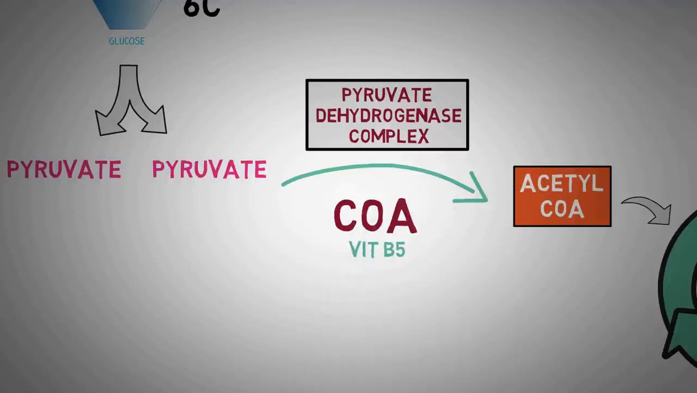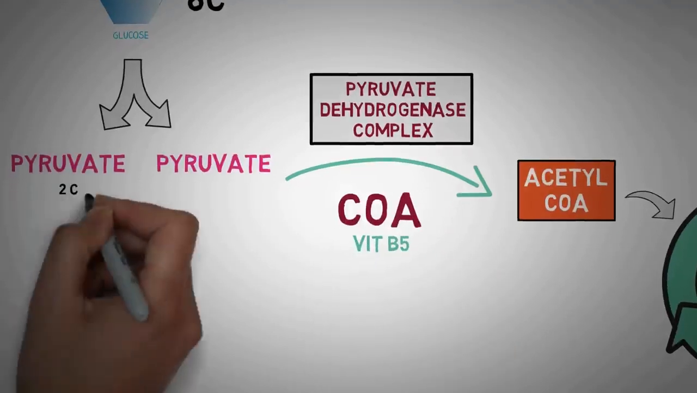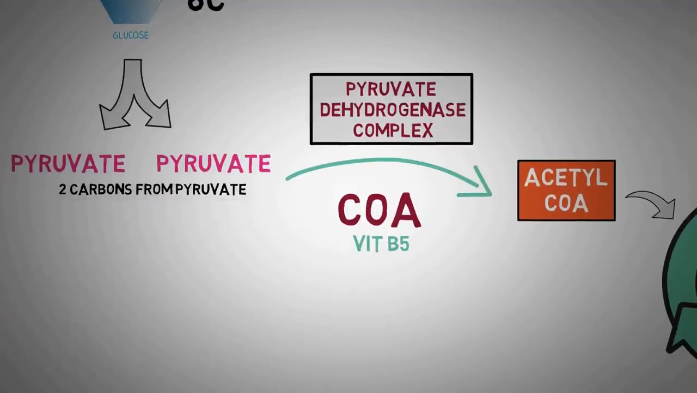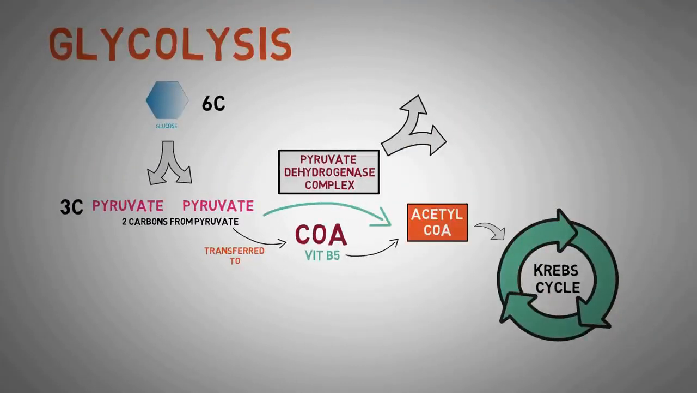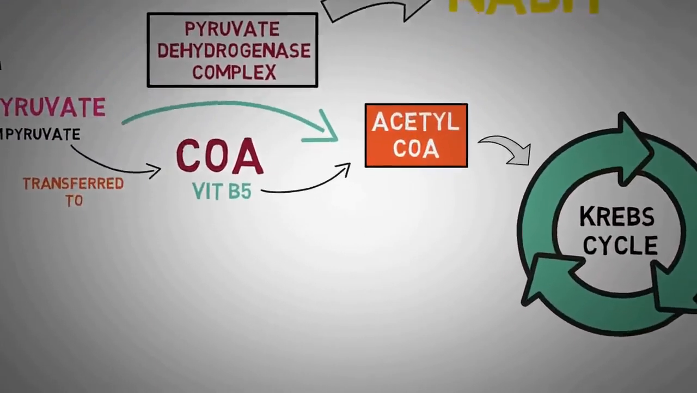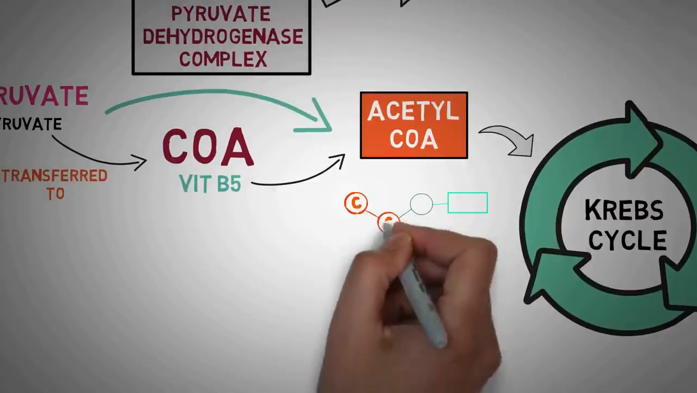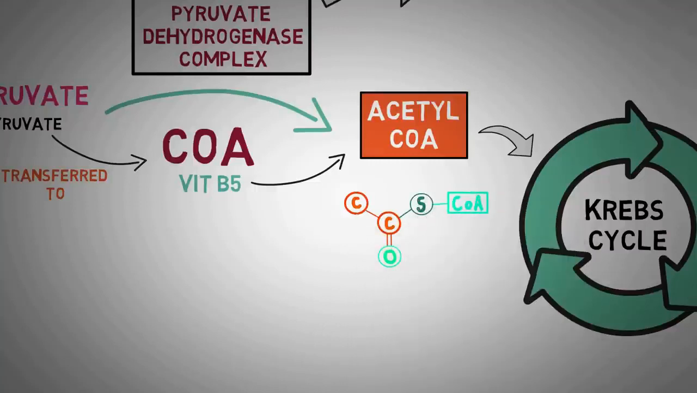In this reaction, 2 carbons are transferred from the pyruvate to coenzyme A to form the acetyl-CoA. One additional carbon present in the pyruvate is lost in the form of carbon dioxide. In this reaction, 1 molecule of NADH is also produced. So this is how acetyl-CoA is produced from pyruvate. This acetyl-CoA is a 2-carbon compound and is the starting point of Krebs cycle.